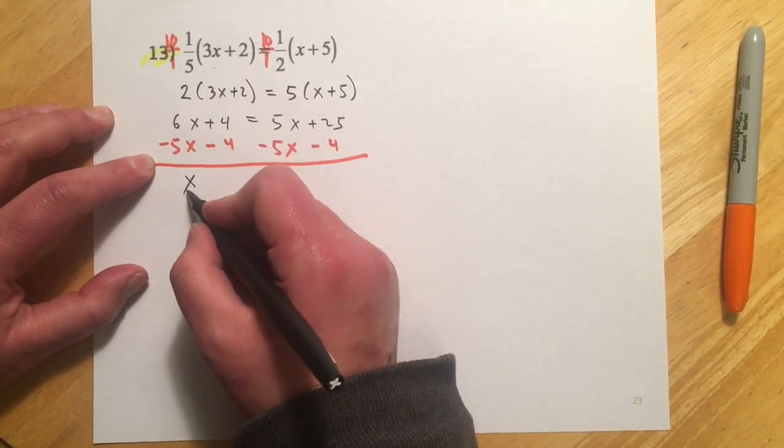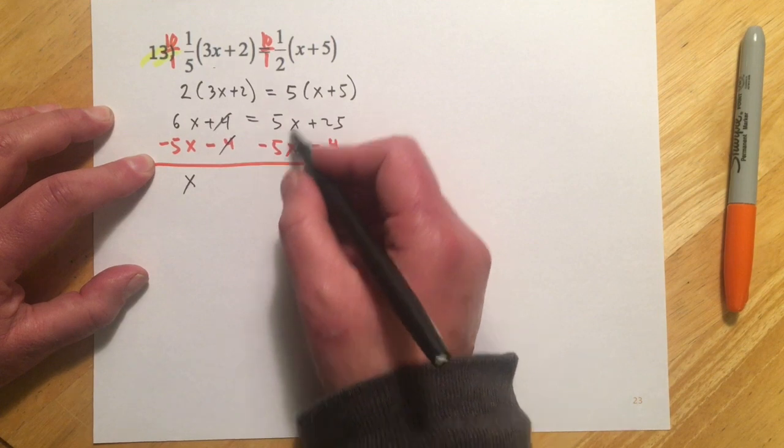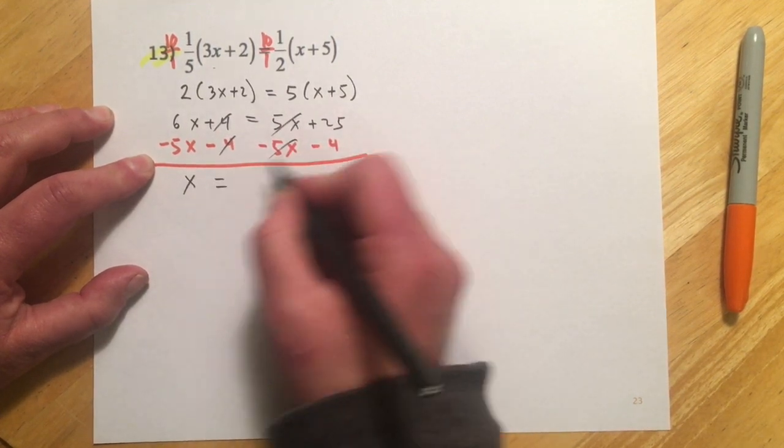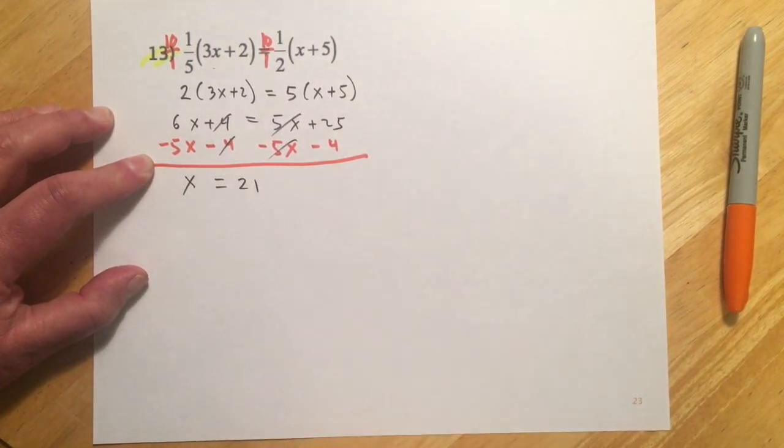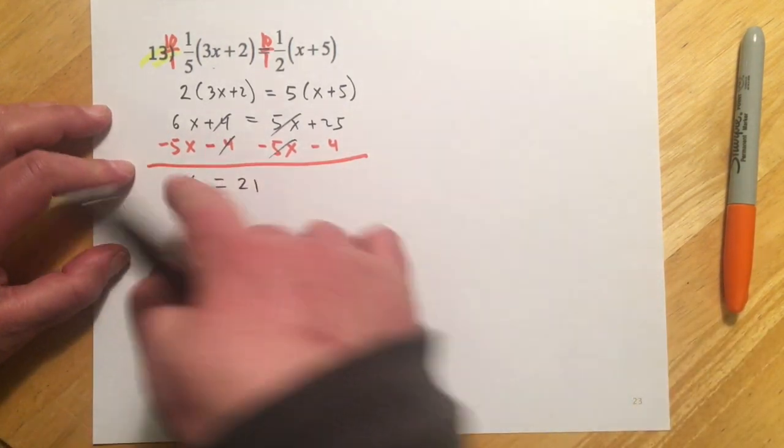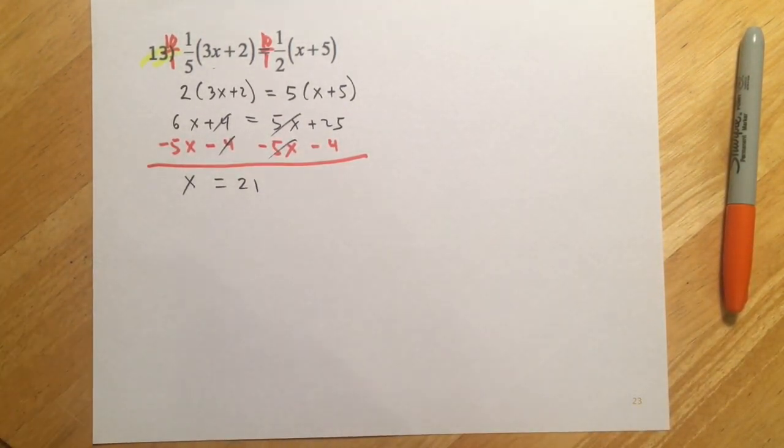So 6 minus 5 would make an x, plus 4 minus 4 is gone. 5x minus 5x is gone. 25 minus 4 leaves me 21. So there it is, just a little more compact for those of you who are feeling fairly comfortable with this. Cool, that concludes solving linear equations.